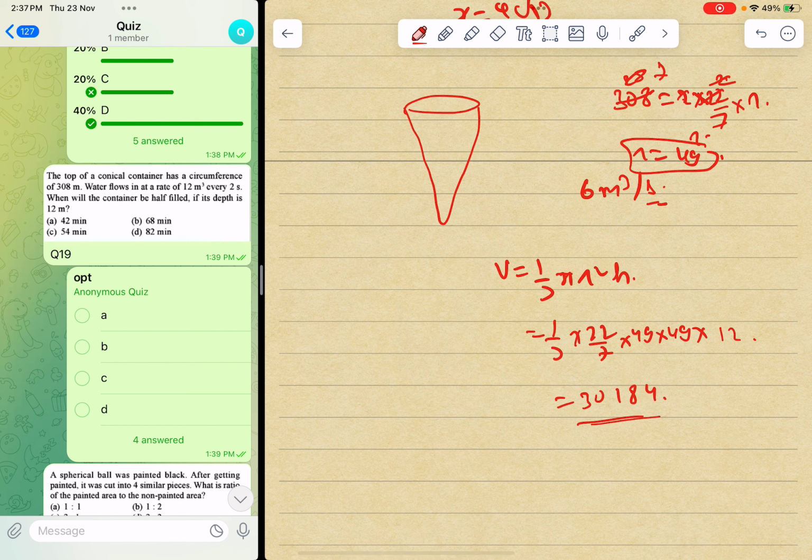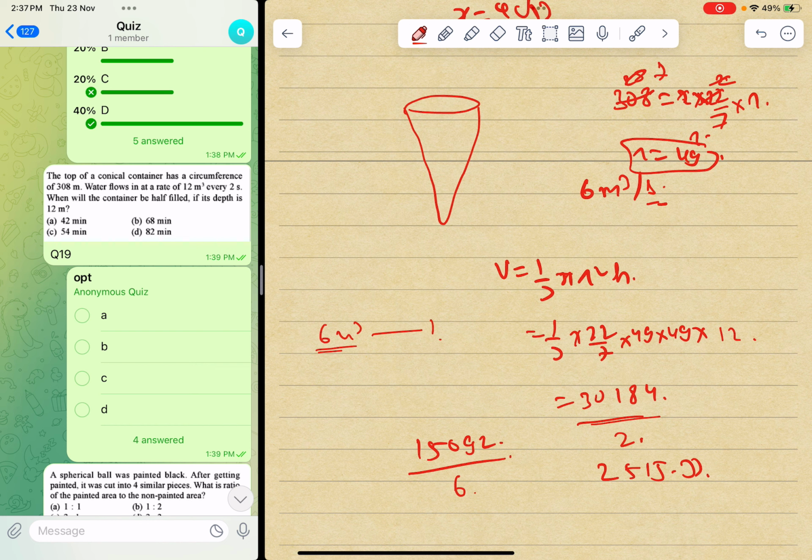Water flows at 6 meter cube per second, so this will be divided by 6, because 6 meter cube in 1 second. You have to fill this much, so divided by 6, this will be 2515.33. This we have to divide by 60 to get minutes, so this looks approximately 42. On solving this complete calculator based question, that's it, easy one.